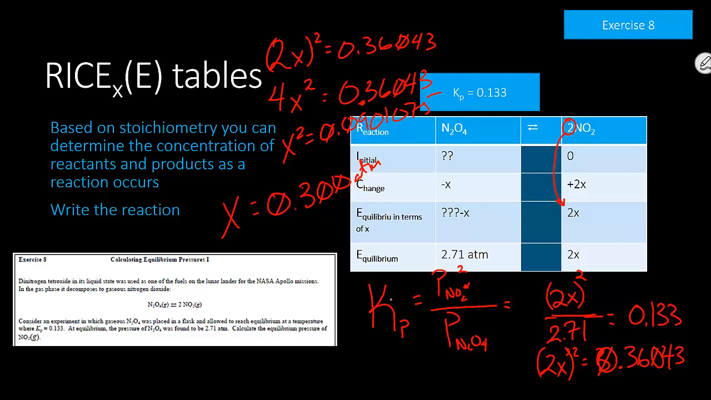Now that was the change. So the equilibrium pressure would be 2 times that value. So 2 times 0.3, or 0.6 atmospheres is our answer.